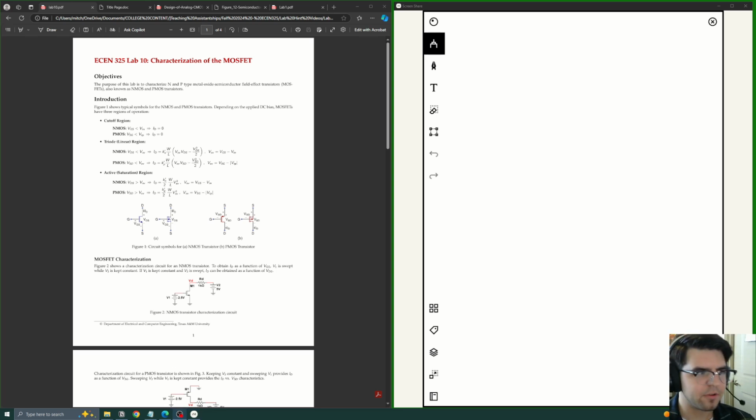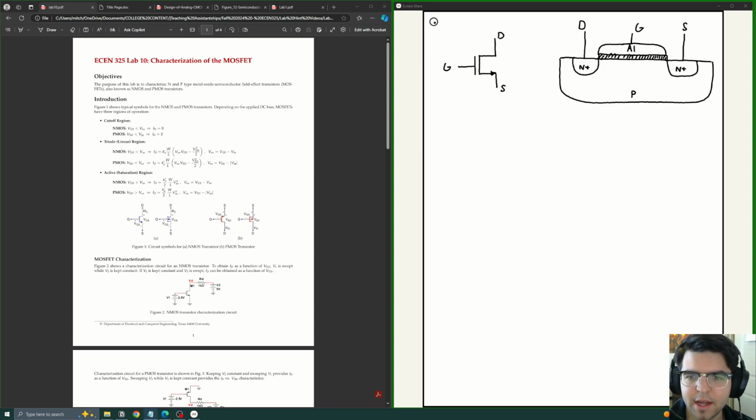So the primary goal for this lab is that we are going to be trying to introduce the MOSFET transistor, also known as the metal oxide field effect transistor. And we're going to try to characterize the device and see what the differences are between it and the BJTs that y'all have been used to in this class so far.